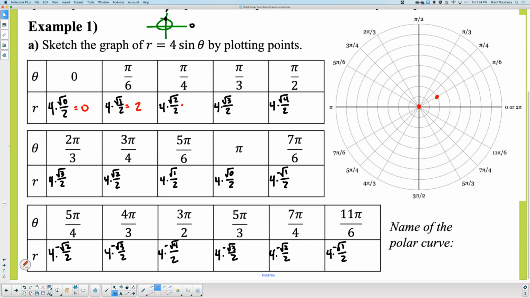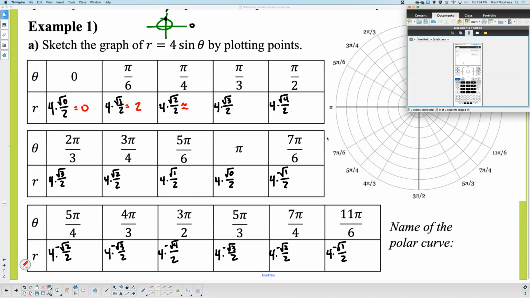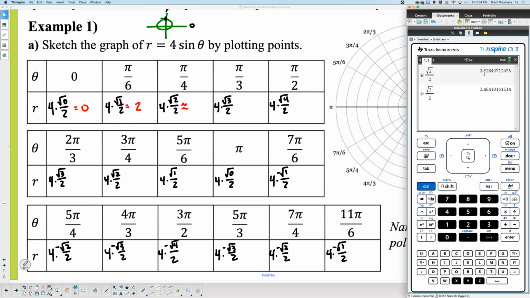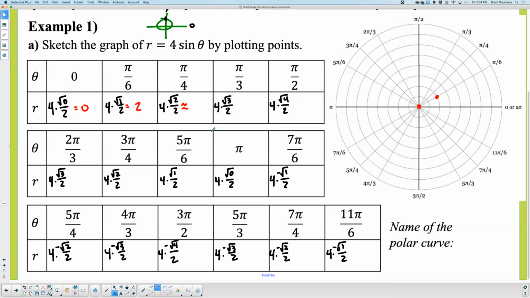Okay, now let's reduce these and plot them. This right here is going to be a crazy decimal. I looked this up beforehand so we would know what it is. I put it in my calculator right here. What in the world happened to my calculator? 4 times the square root of 2 over 2 is approximately 2.8. Okay, so I'm going to fill this in as 2.8 and we'll plot.